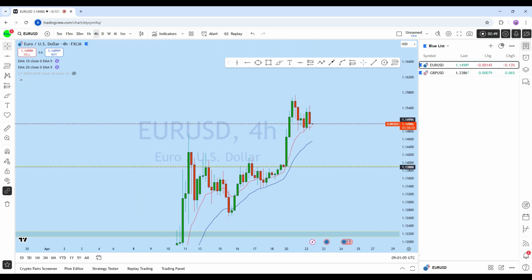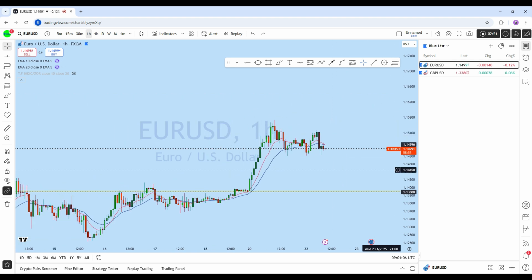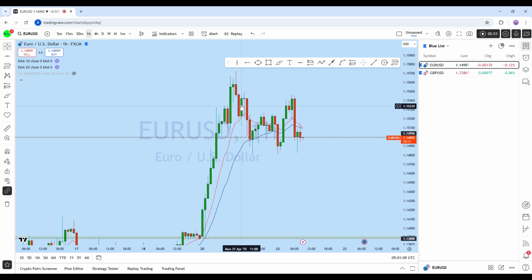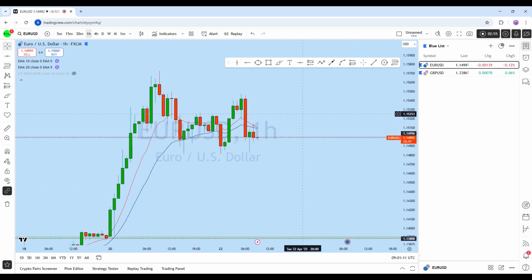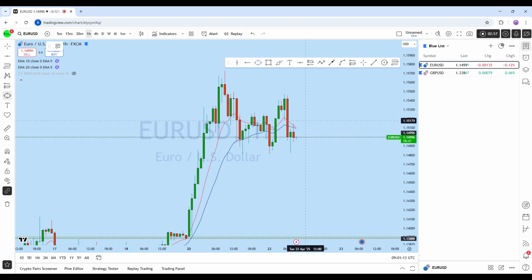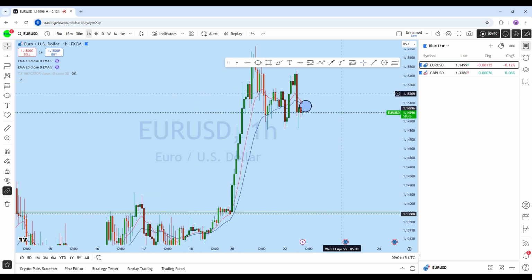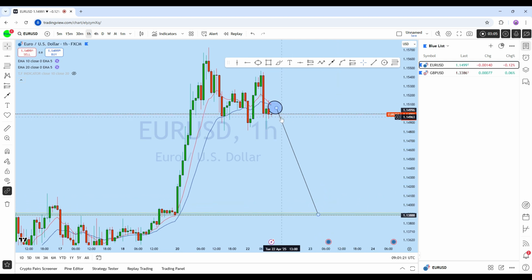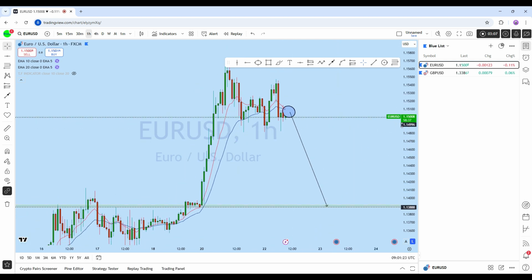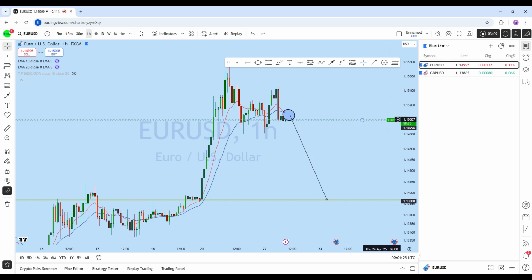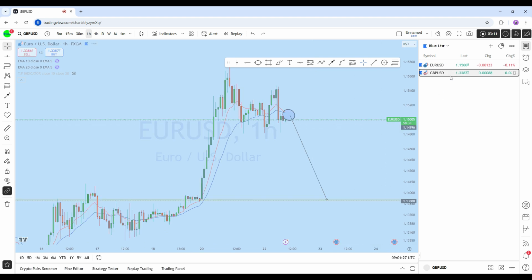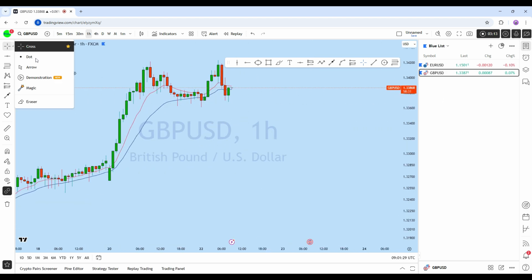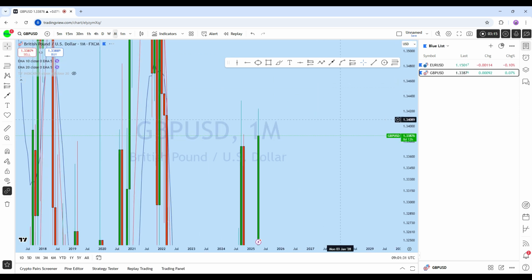So if we look at the 1 hour here, we can see that the market in a sideway movement. Therefore, in this area, stronger liquidity grab can give us potential selling opportunity in this market, possible move here. So as soon as we will find suitable price action confirmation, we will be looking for selling opportunity in this instrument. Now let's look at British pound US dollar to see what kind of price action it is forming.